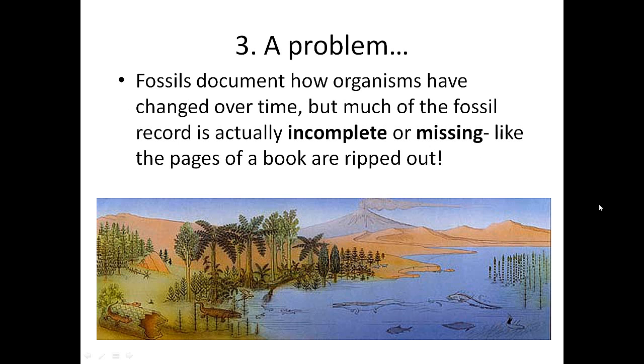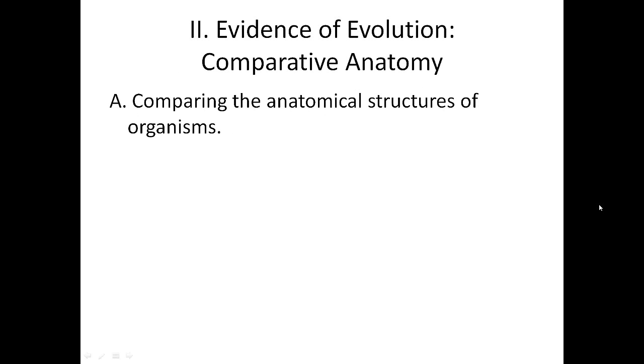There's a problem though. While fossils are excellent tools to help us see how organisms have evolved over time, a lot of the fossil record is incomplete. If you imagine a book, it would be like tearing out random pages of it. There's chunks of fossilized history that is missing. So we can't always use fossils as our only source of evidence for evolution. So we use other things.